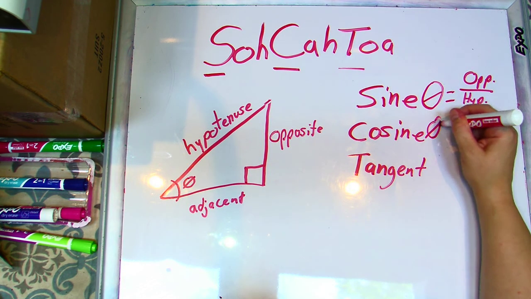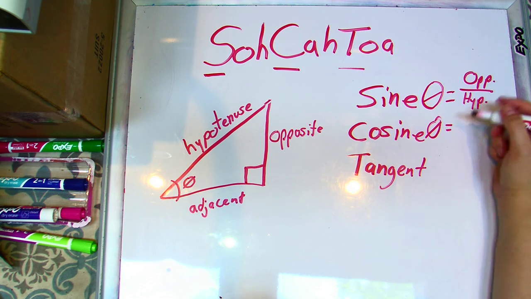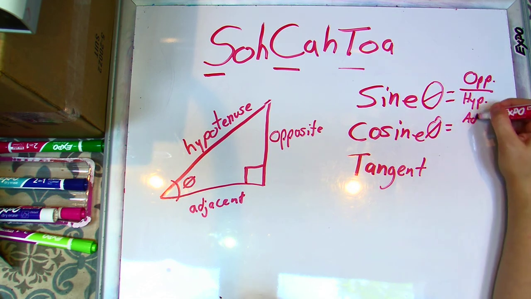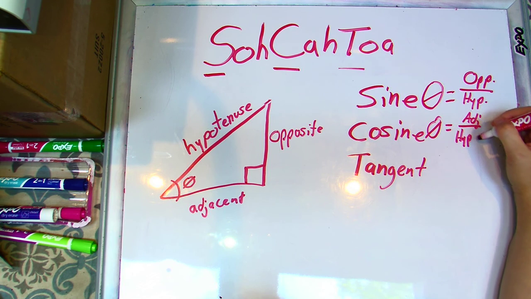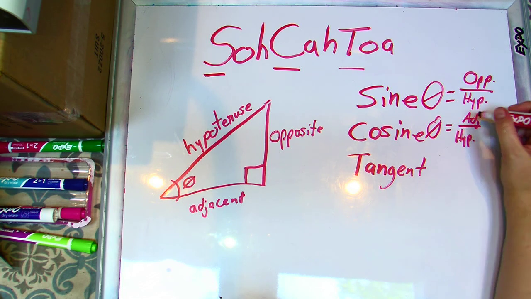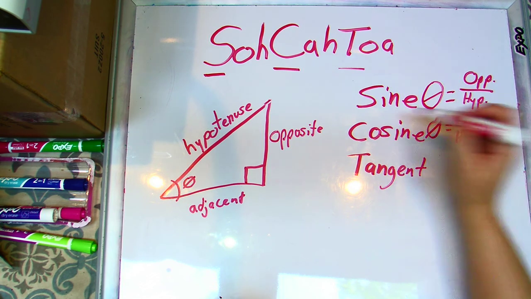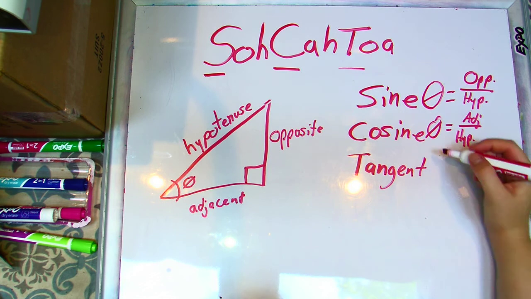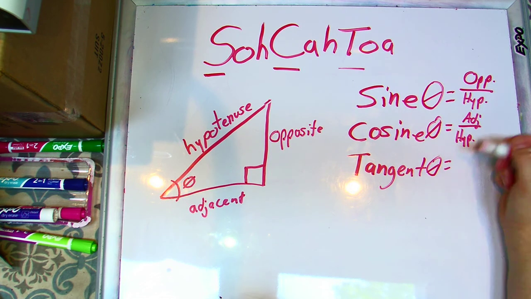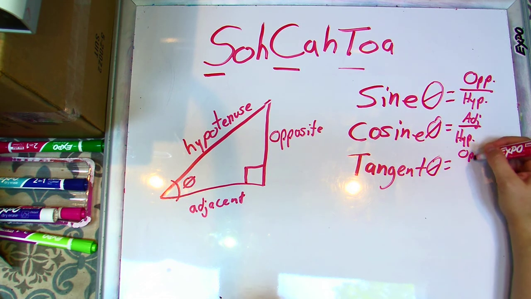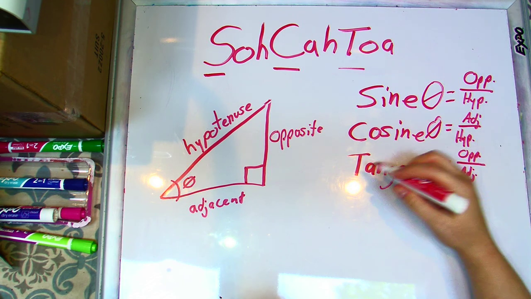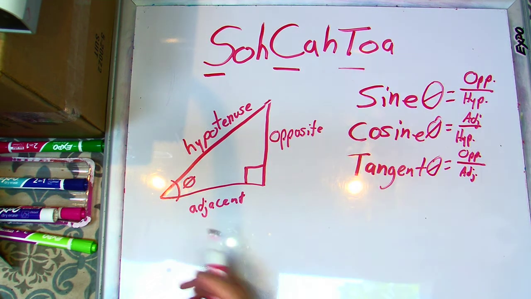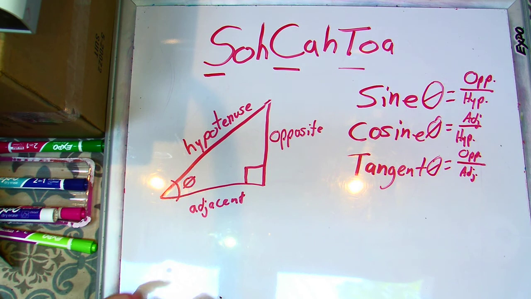So cosine of the angle theta is equal to adjacent over hypotenuse. So CAH, ka. And tangent of theta is equal to opposite over adjacent, TOA. So that's just to kind of help us figure out what's related to what.